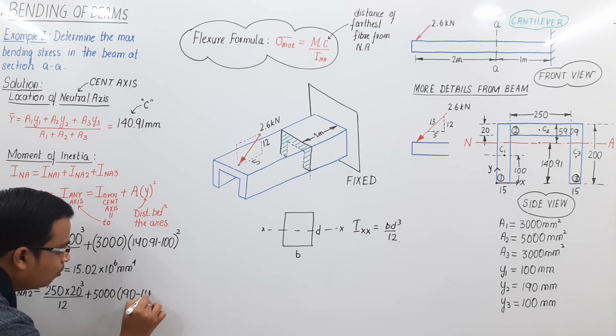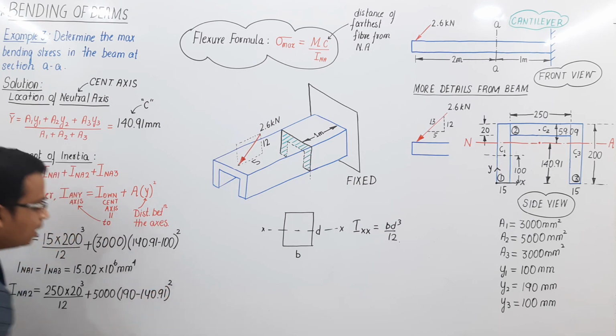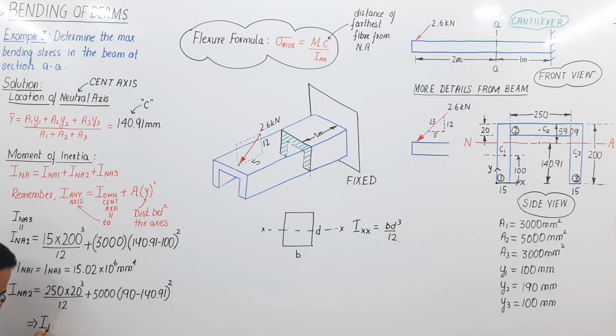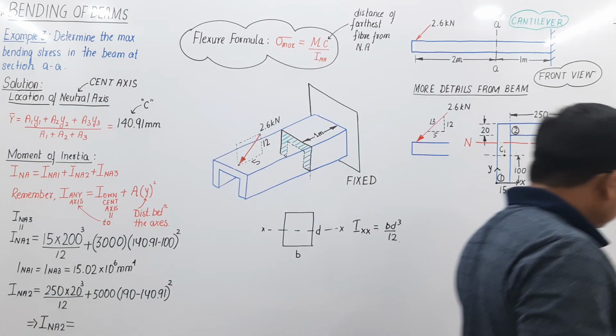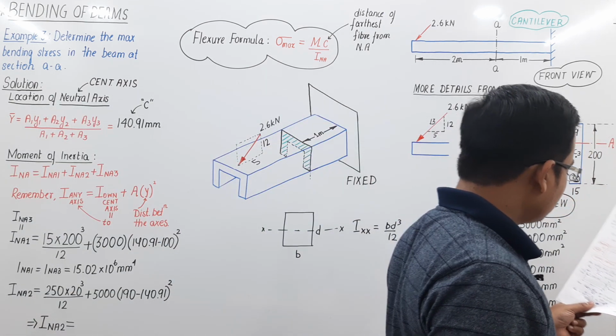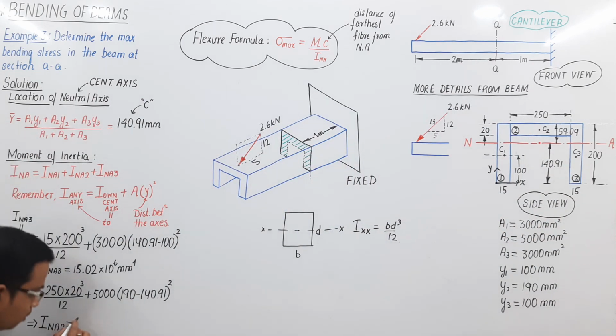190 minus 140.91 and square it up. What you are going to get is the final value of the moment of inertia of rectangle 2 with respect to the neutral axis, and that's equal to 12.21 into 10 raised to 6 millimeter raised to 4.